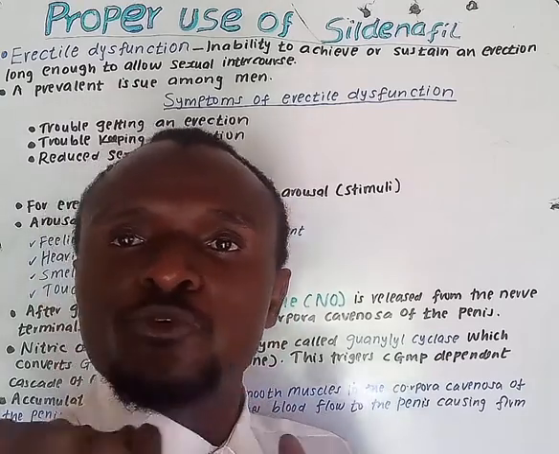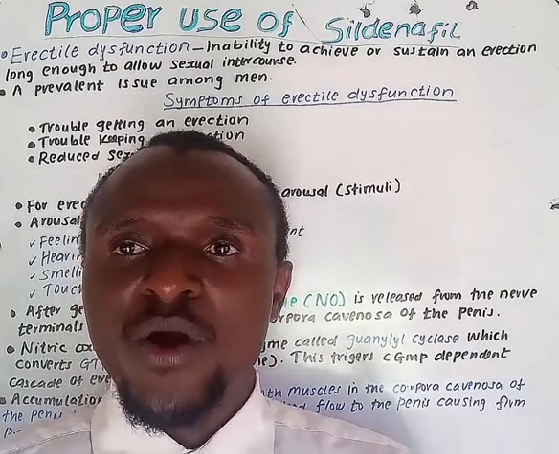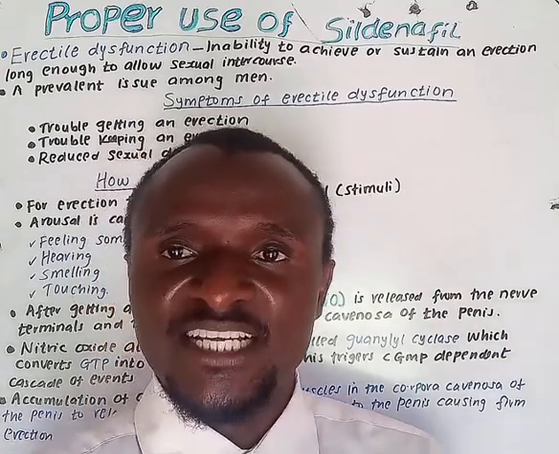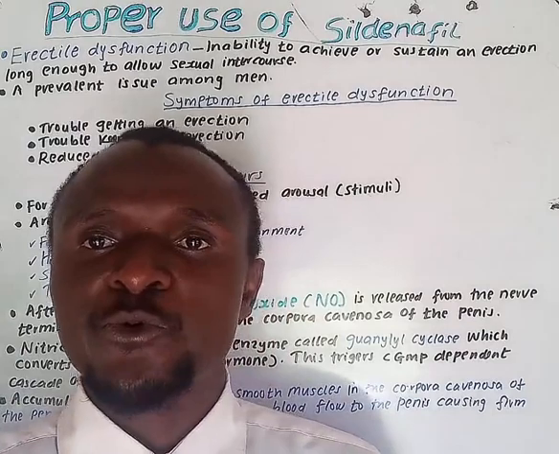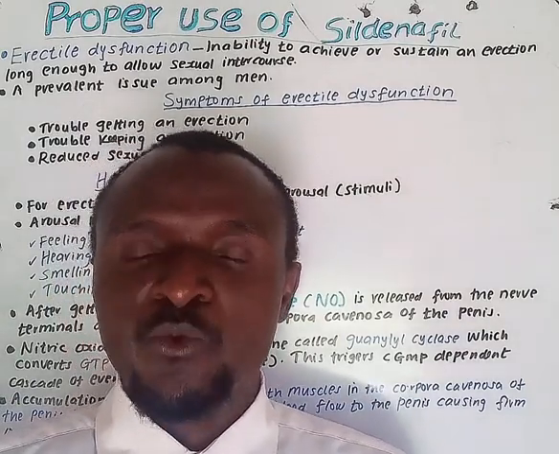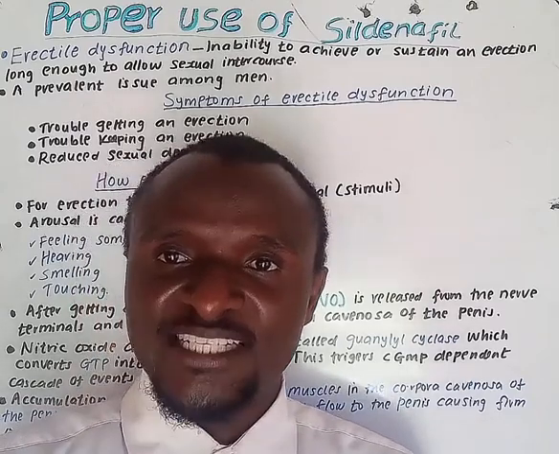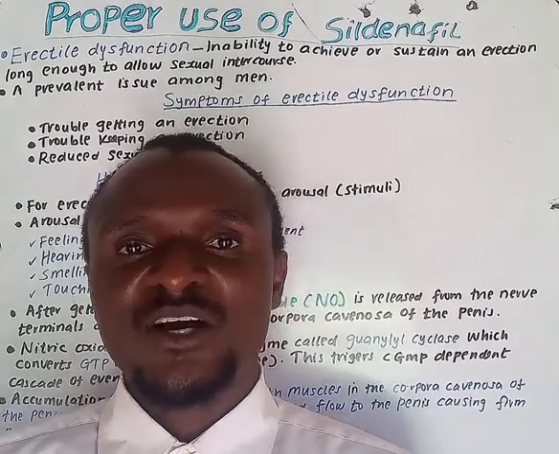Before we go to the proper use of sildenafil to treat erectile dysfunction, I would like us to look at how erection occurs. How does an erection occur in men? For an erection to occur, number one, you need arousal. What is arousal? Arousal refers to a stimulus that can lead to erection.